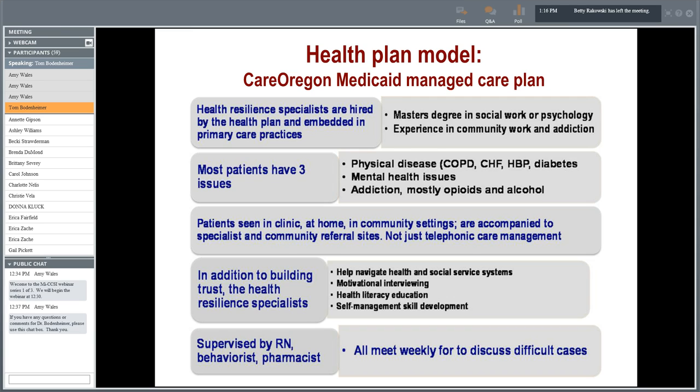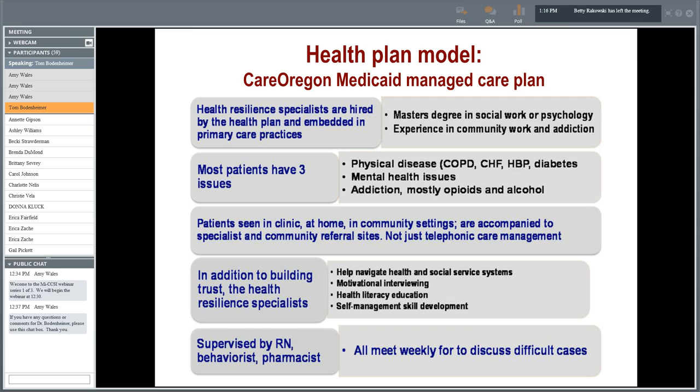But there are health plan models that do work that are very different. CARE Oregon's Medicaid Managed Care Plan has a wonderful model of complex care management. They have non-licensed people. Well, no, actually, some of them are licensed and some of them are not. They call them health resilience specialists. They're hired by the health plan, but they actually work in the primary care practices where the health plan's patients are getting their care. Most of the patients have physical disease, mental illness, and often addiction. The patients are not just seen telephonically, but they're seen in clinic, at home, in community settings. The health resilience specialist will accompany them to specialists and community referral visits.